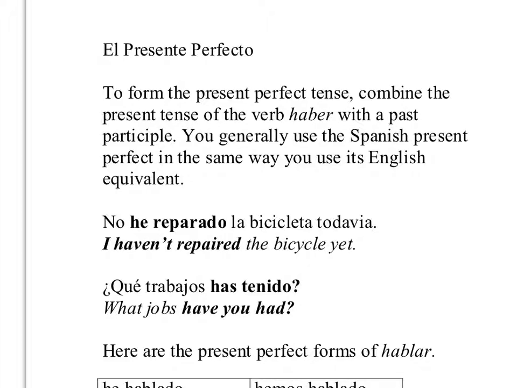In the first example, it says, No he reparado la bicicleta todavía, which means, I haven't repaired the bicycle yet. Next example, ¿Qué trabajos has tenido? What jobs have you had?